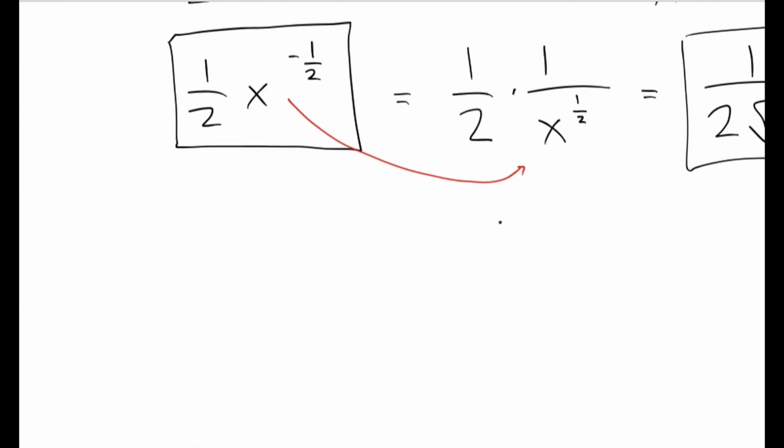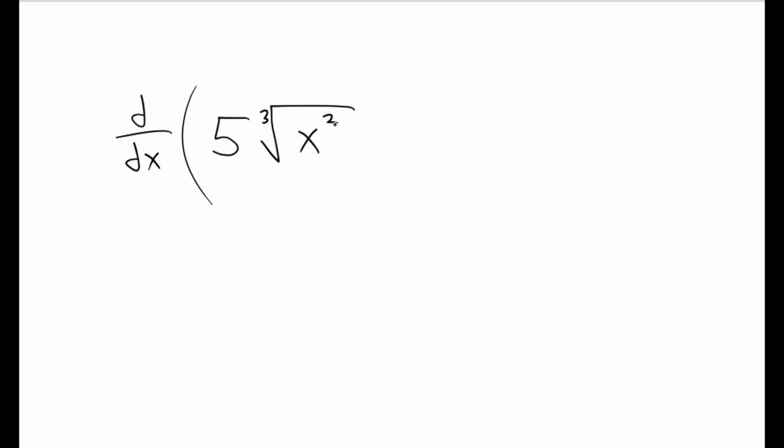You might find that you have a case where you have, let's say, 5 times the cube root of x squared. What if you had that? Could you use the power rule on that? You could. So if they say take the derivative of this, that's what the d over dx means. Take the derivative.